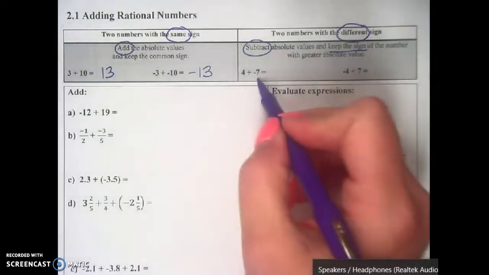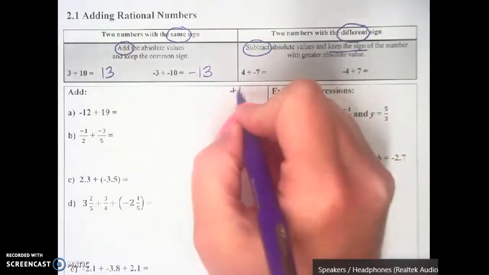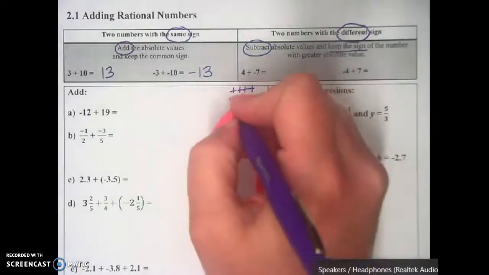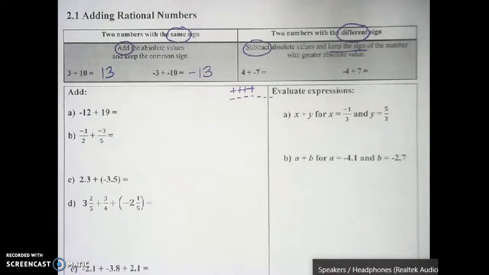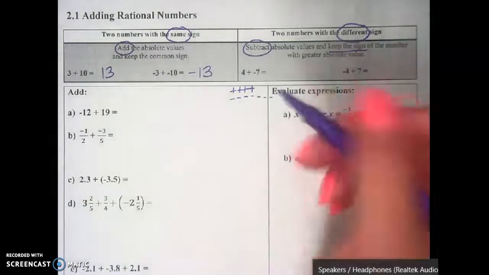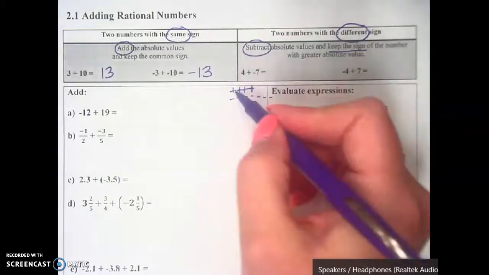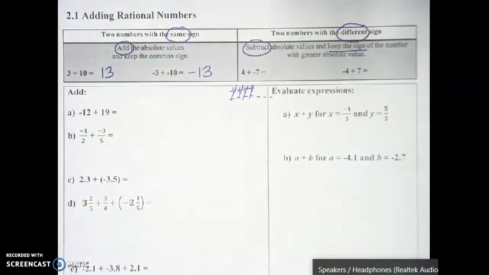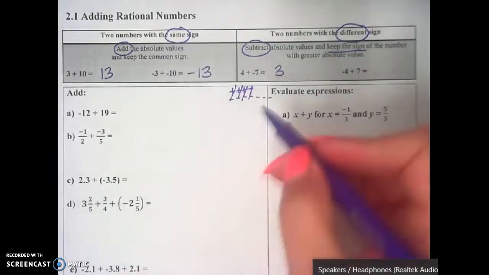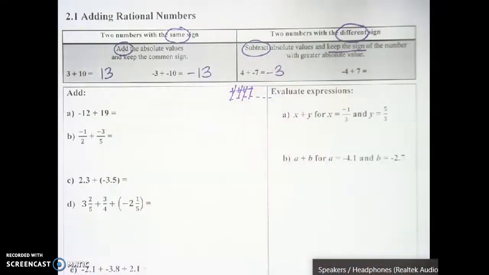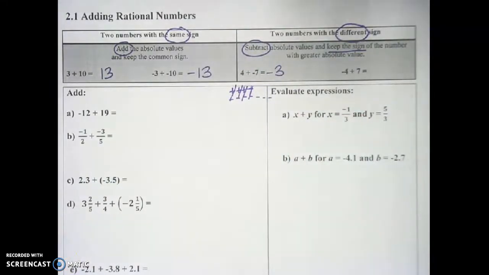So in the example of 4 plus -7, I would have 1, 2, 3, 4 positives with 1, 2, 3, 4, 5, 6, 7 negatives. So 4 minus 7 doesn't work. I'm going to flip them and do 7 minus 4. That's okay. 4 of them have canceled, leaving me with 3. And which one has the bigger sign? I had more of my negatives. Okay. So again, I'm looking for, do they have the same sign or different signs? They had different signs, so I subtracted them, and I looked for which one had more.